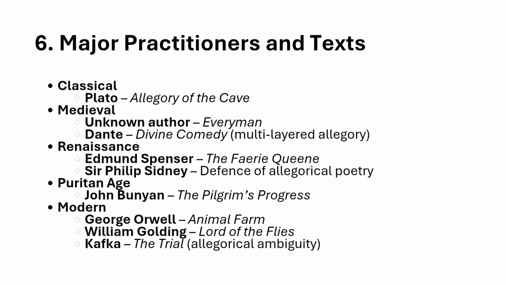Major practitioners and texts. Now let us see important writers and texts. Classical, Plato, Allegory of the Cave. Medieval, Everyman, Anonymous. Dante, Divine Comedy, multi-layered allegory. Renaissance, Edmund Spenser, The Faerie Queene. Sir Philip Sidney, Defence of Poetry. Puritan Age, John Bunyan, The Pilgrim's Progress. Modern, George Orwell, Animal Farm. William Golding, Lord of the Flies. Kafka, The Trial, ambiguous allegory.